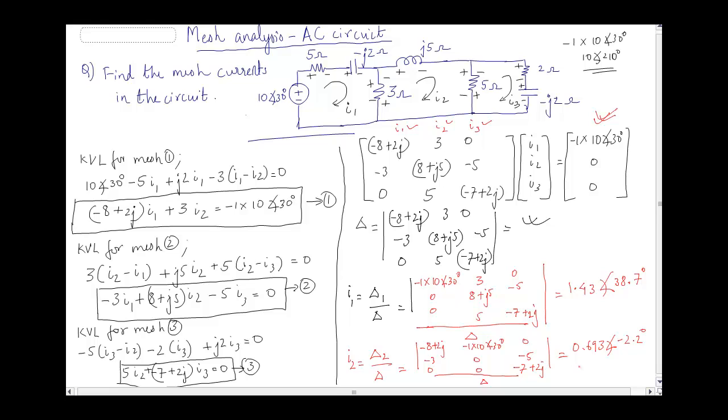The same thing I can find for I3, and I will just write the value of I3. For I3 you have to replace the third column with this column, and you have to find out delta 3 divided by delta. The value of I3, let me write it here, just try it, you will get the I3 answer as 0.476 angle 13.8 degrees.